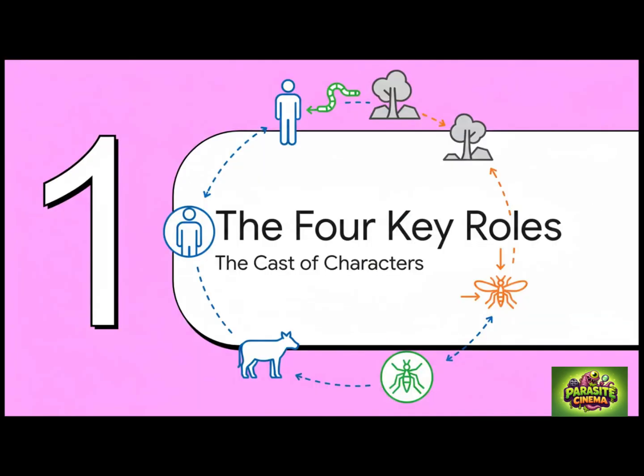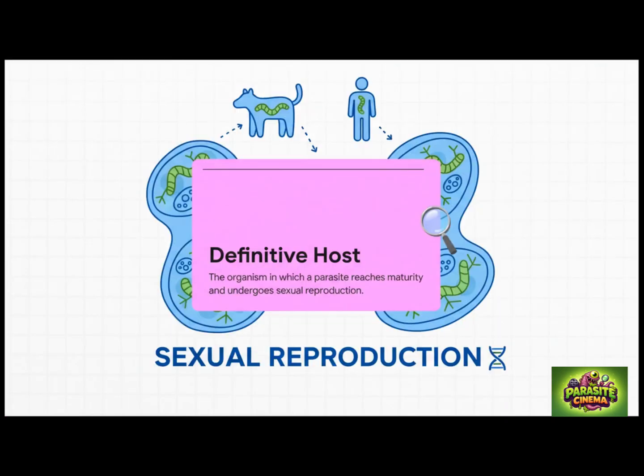First up, the 4 key roles. I want you to think of these not as confusing terms to memorize, but as the cast of characters in a biological drama. Once you know who's who, the plot makes perfect sense. All right, let's meet the star of the show, the definitive host. This is where the parasite grows up and, well, has sex. So the one rule to rule them all is this: definitive host equals sexual reproduction. That's it. That's the golden rule.